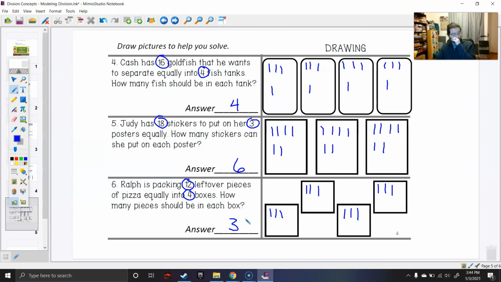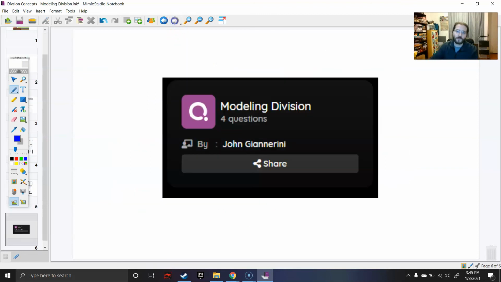So when we're dividing, we're just separating it into equal groups. So your exit ticket, really short one, just would like you to answer these 4 questions.